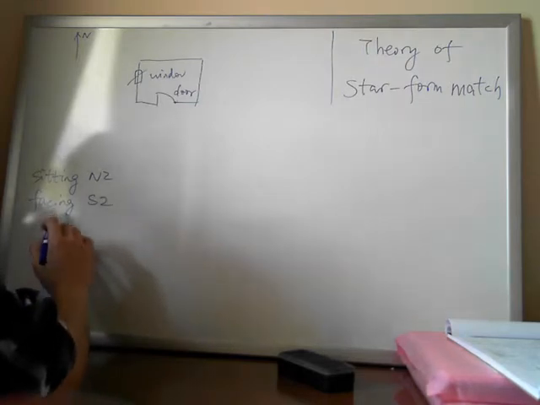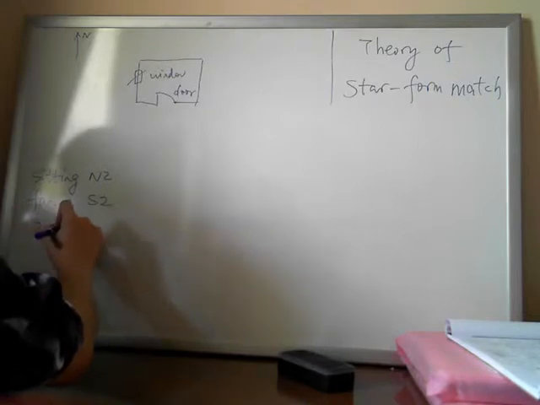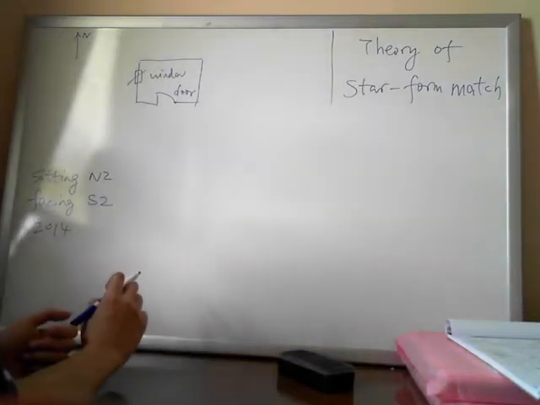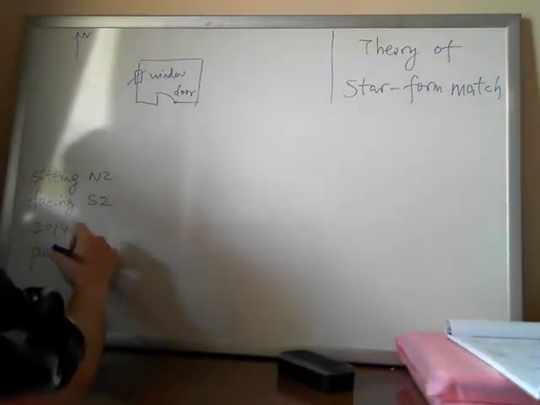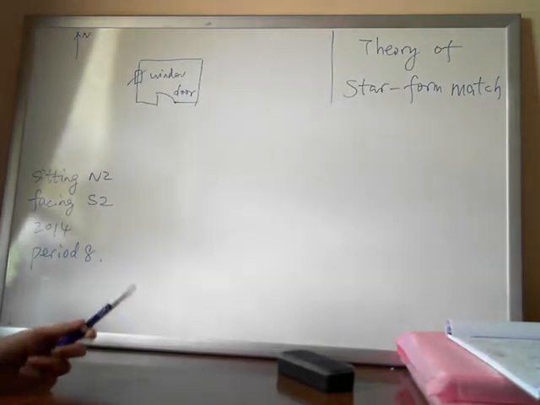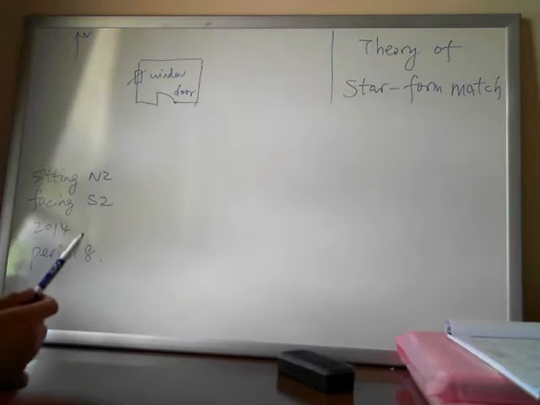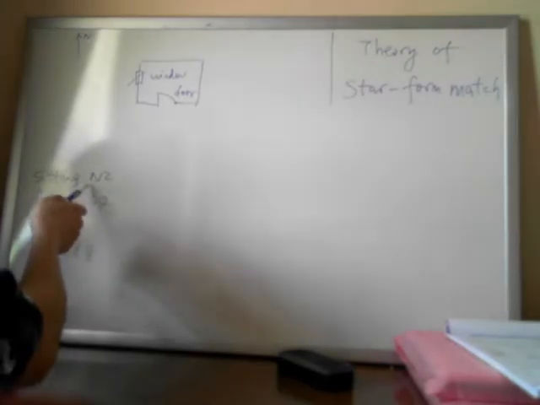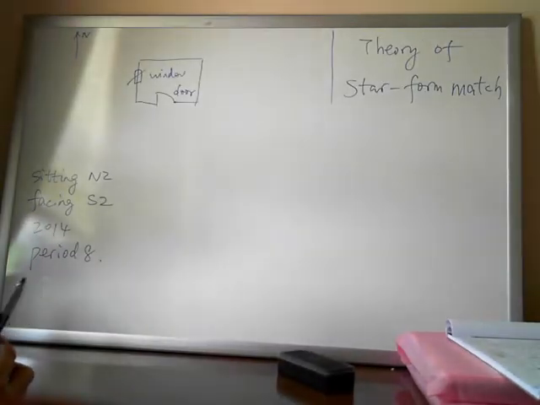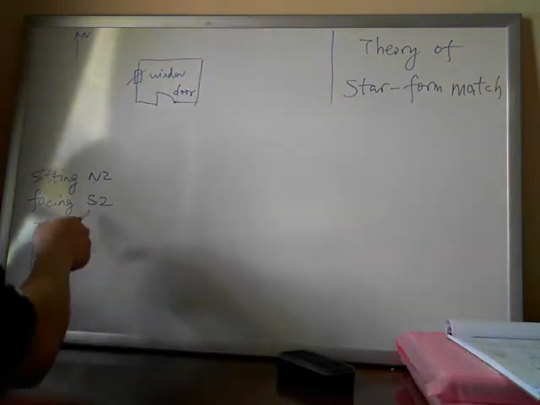And let's say right now it's 2014. We'll use 2014 as the example. So 2014 is the period 8. Okay. So first step, of course, you're gonna measure the orientation of the house, and I assume that you already did the measurement, and it's sitting N2, facing S2. In the next class, we're gonna spend one class talking about how to determine the orientation. But for now, let's assume you did this.